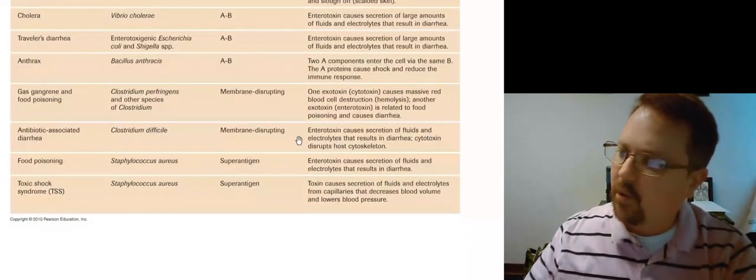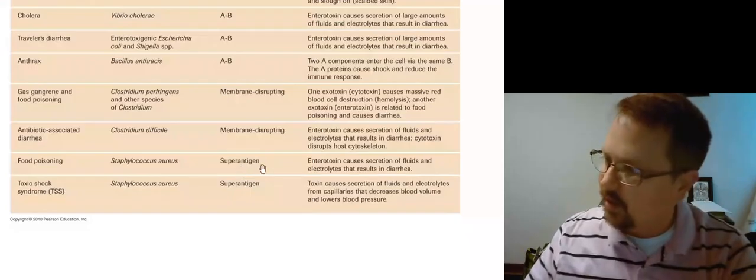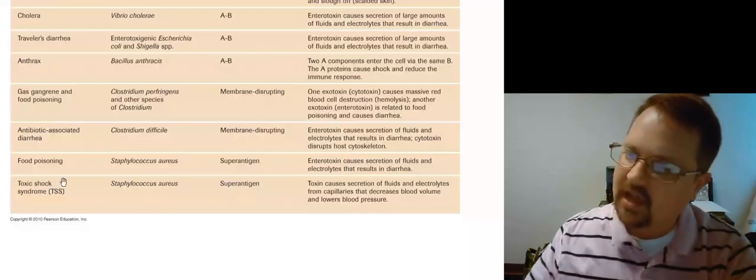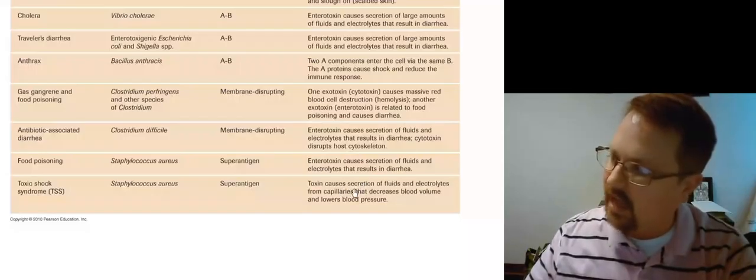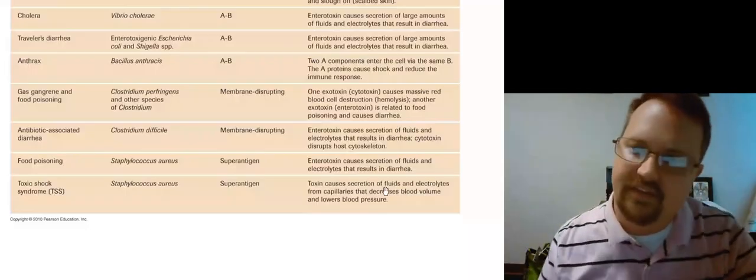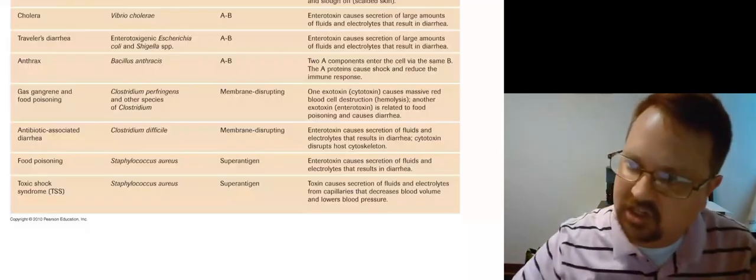Food poisoning can be caused commonly by Staphylococcus aureus, which is a superantigen, secretion of fluids and electrolytes causing diarrhea, and toxic shock syndrome by Staph aureus, a superantigen. Again, fluids and electrolytes, and damage results in capillaries. Blood volume lowers blood pressure, causing toxic shock. This can happen if you leave a tampon in for too long and get toxic shock.